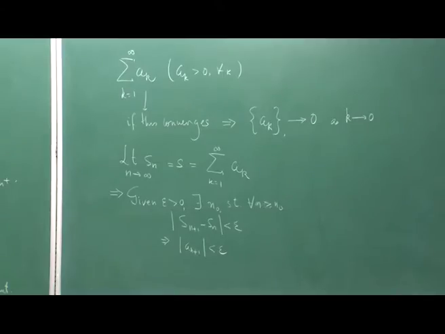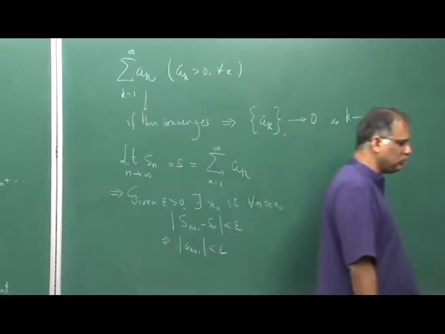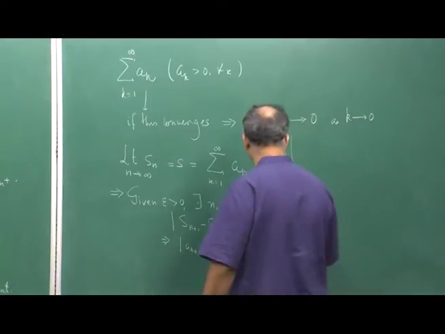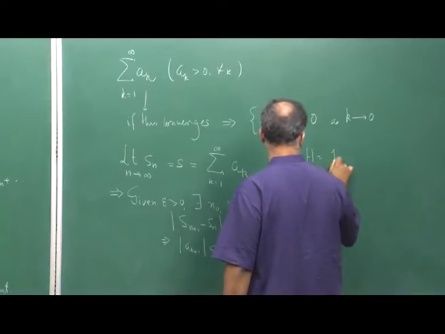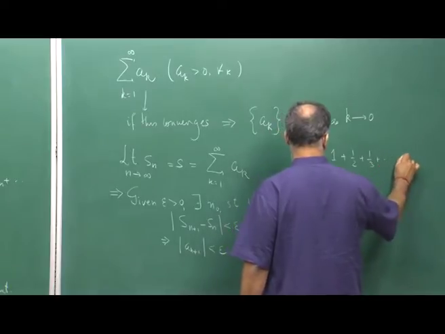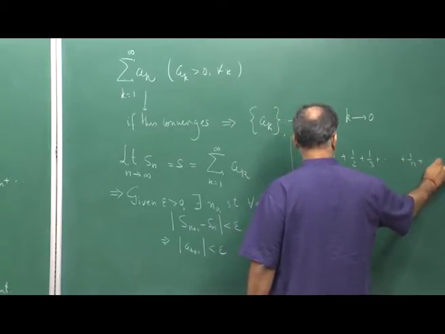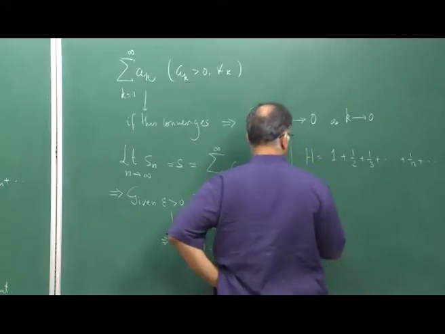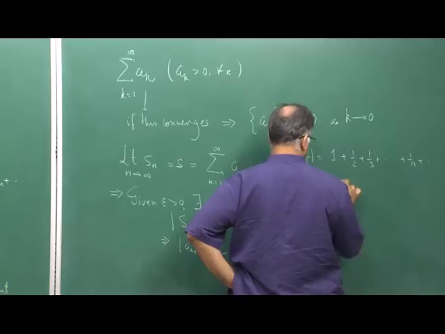If you have a series of positive terms whose sequence a_k goes to 0, that does not mean that the series converges, and one of the most important examples is the harmonic series. So you have the harmonic series, which is given by this famous one, summation 1 by n. But if you look at the sequence a_k, what is this?